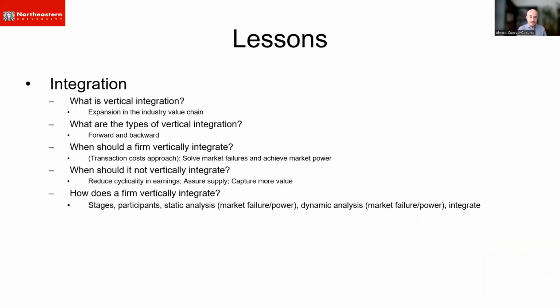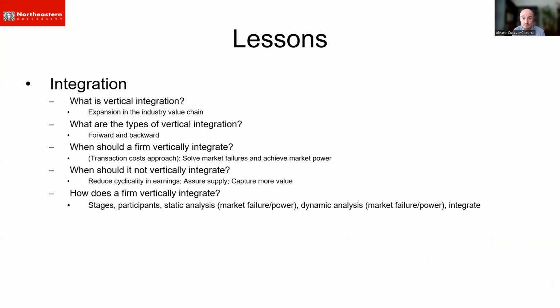Lessons. What is vertical integration? Expansion within the industry value chain. Backwards, getting into the supply. Forward, getting into distribution. This is a choice. And this was the example of the oil and gas industry. Some companies choose to operate in all the segments, others choose to specialize, and there are pros and cons for all of them. How do we understand this? The stories of market failures and market power.